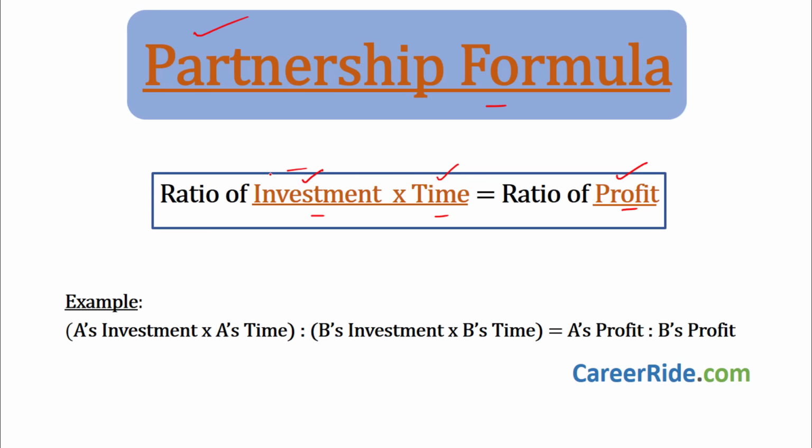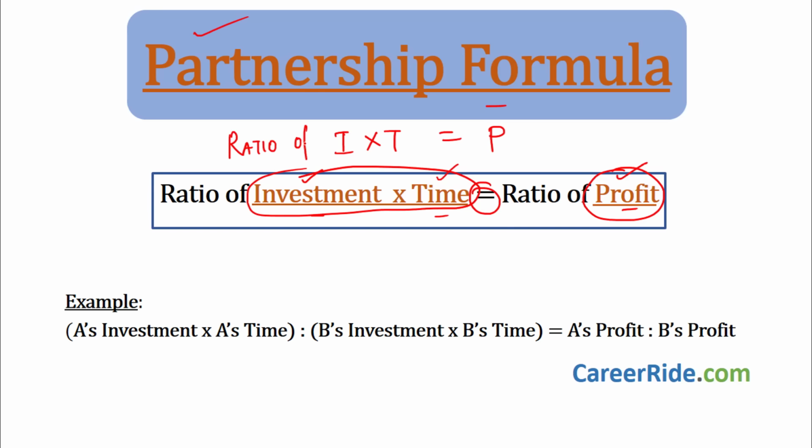So investment into time is equal to profit, but this is not the direct investment or direct time or the direct profit. It is a ratio of investment into time that is equal to the ratio of profit. So with this formula you can solve all the sums related to partnership. We are going to see how to use this formula ahead.